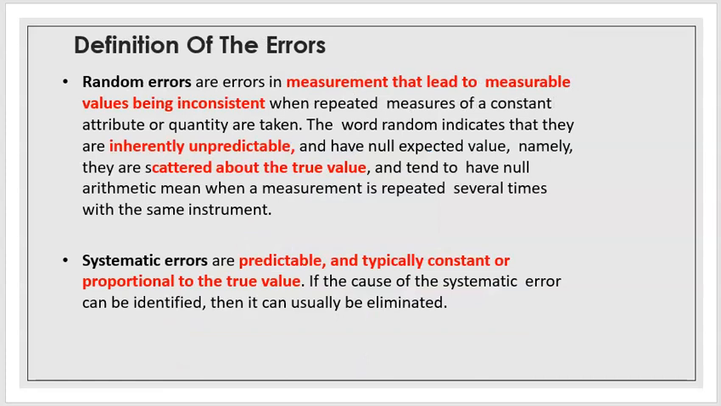So what are random errors and systematic errors? Random errors, as the name implies, lead to measurable values being inconsistent when repeated measures of a constant attribute or quantity are taken. The word random indicates that they are inherently unpredictable and have a null expected value, namely they are scattered above and below the true value. While systematic errors are predictable and typically constant or proportional to the true values. Normally, the systematic error can be identified and can usually be eliminated.